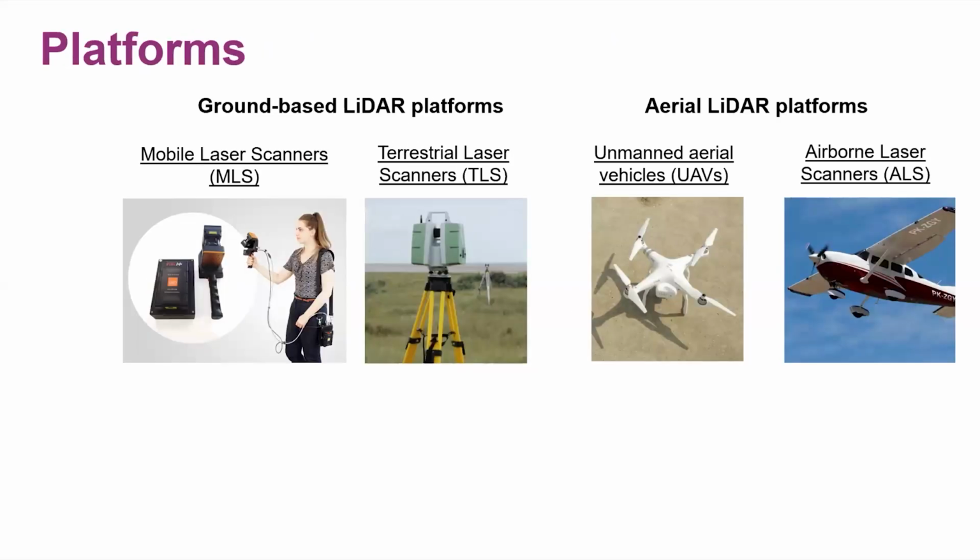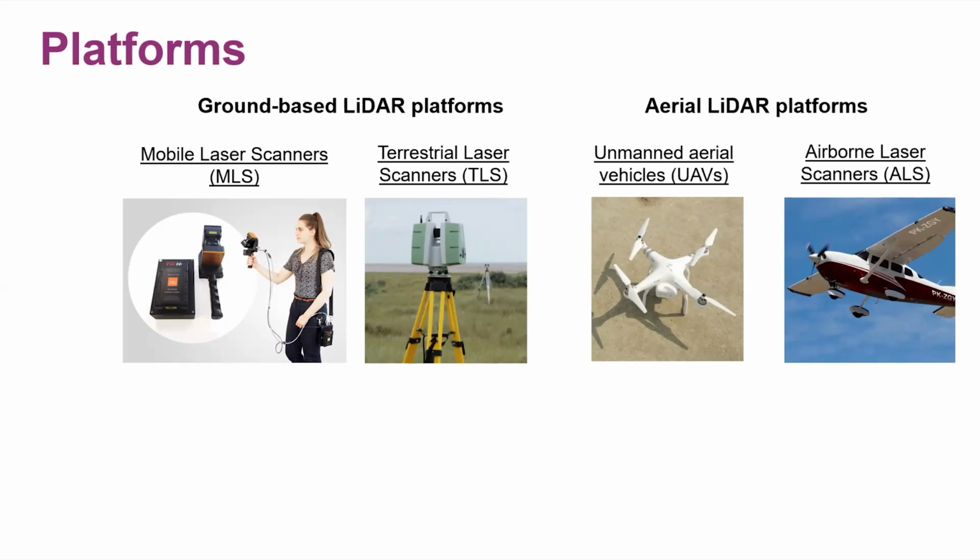Now, LiDAR sensors can be mounted on different platforms. So for instance, on ground-based platforms, such as mobile laser scanners and terrestrial laser scanners. So with mobile laser scanners, you can walk around. A terrestrial laser scanner is mounted on a tripod and fixed. We also can distinguish aerial LiDAR platforms. So for instance, drones like unmanned aerial vehicles or crewed aircraft. And this is typically then called airborne laser scanning.